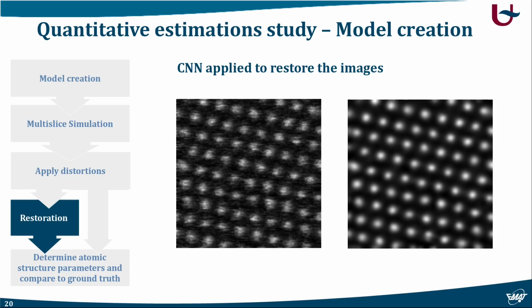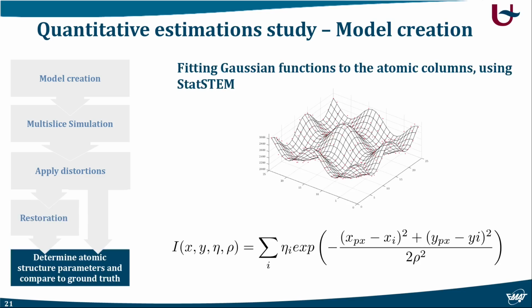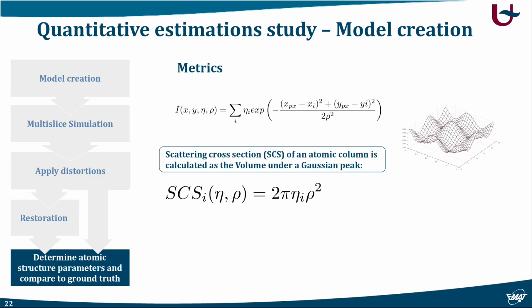Then we would restore these images, and eventually we determine the atomic structure parameters by fitting Gaussian functions to each atomic column using the StatSTEM toolbox. So by having these Gaussian functions fitted, we can extract the parameters of the atomic column locations and their intensity and width. And from the intensity and width, we can calculate the scattering cross-section, which is essentially the volume under the Gaussian peak.